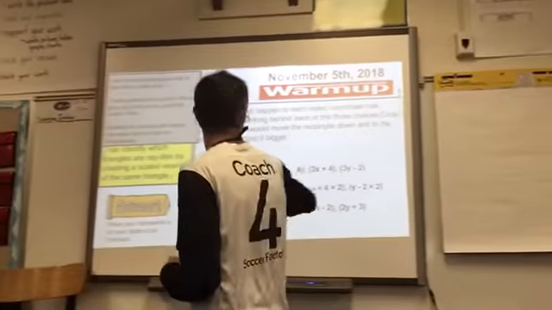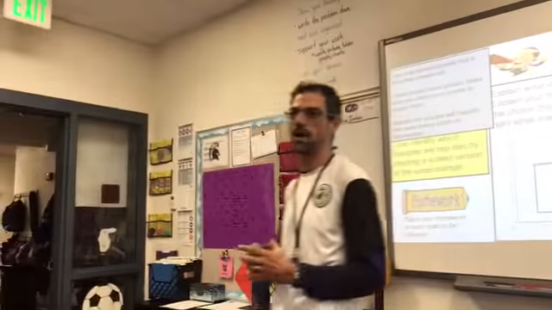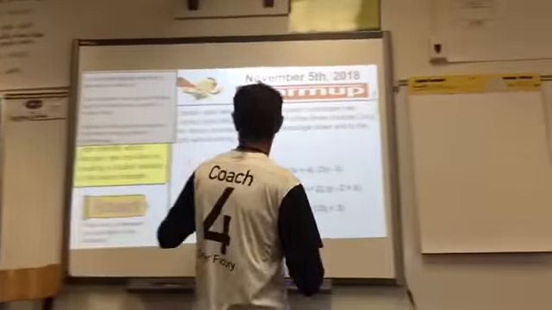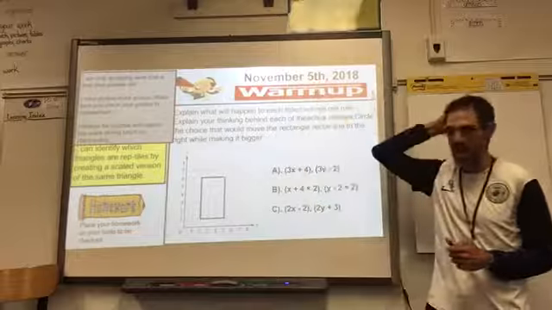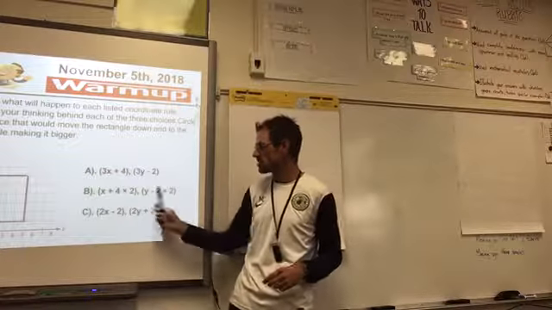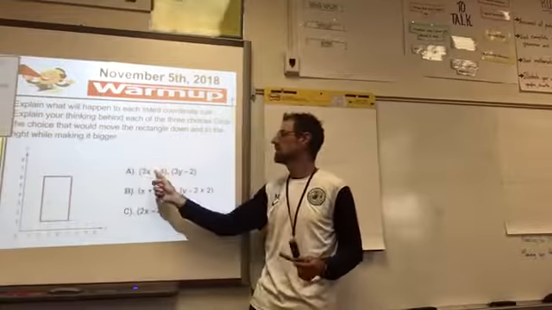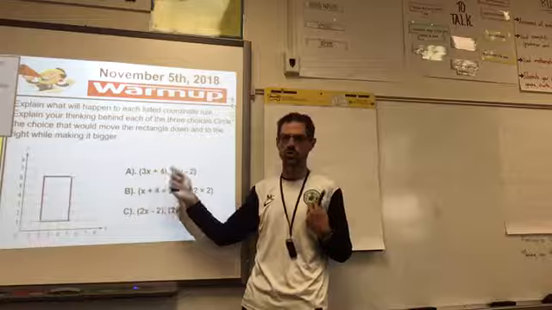Okay. So A, can someone talk to me about what they shared with their partner about A? Because it's asking you to explain what will happen. We have an X coordinate and a Y on each one. So what happens to this rectangle if this becomes the new coordinate rule?